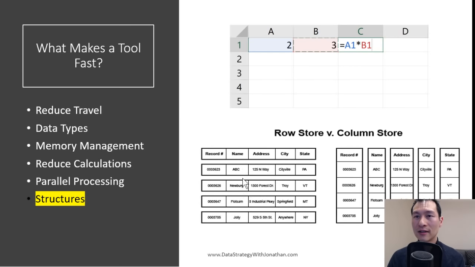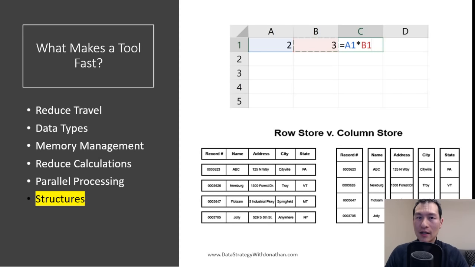Now on the left here, I have got this. This is row store versus column store. What are we actually looking at and talking about here? Your typical database is actually a row store database, or a relational database. So Microsoft Access, SQL Server, Oracle, MySQL, different things like that. They're all row store relational databases.